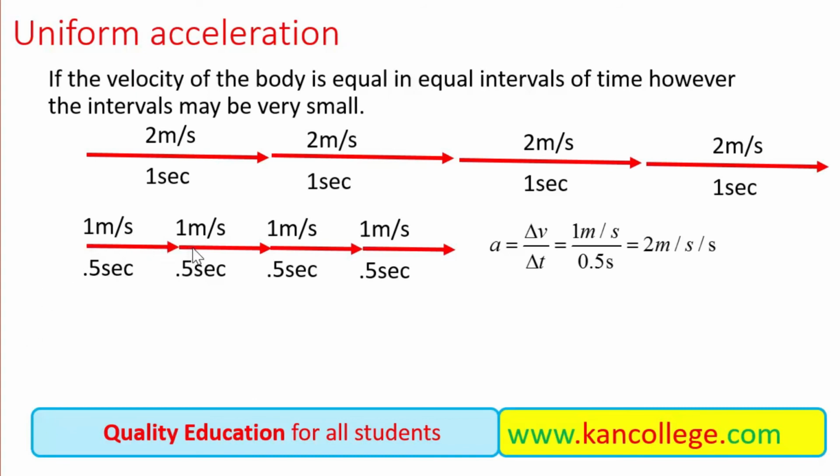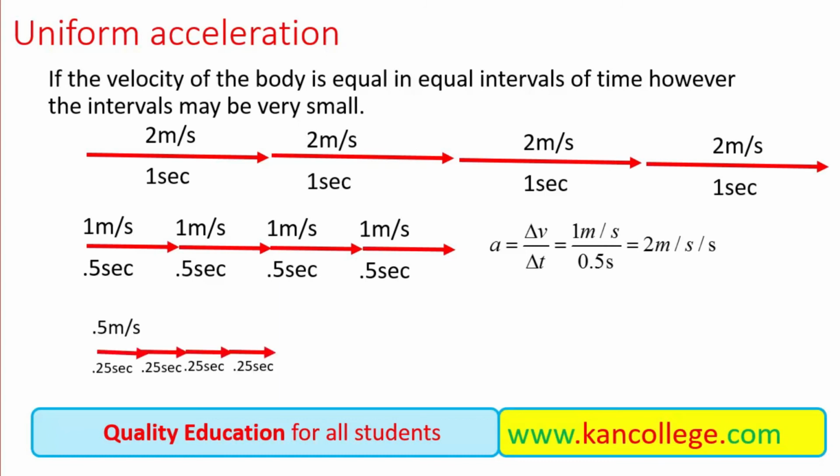If the instantaneous values of acceleration for all the instants are the same, in the first 0.5 second acceleration is 1, in the next half second acceleration is 1, and in every instant of time acceleration is 1, then we say that the acceleration is uniform. So if the change of velocity of the body is equal in equal intervals of time, however small the interval may be, then we say that the acceleration is uniform acceleration.